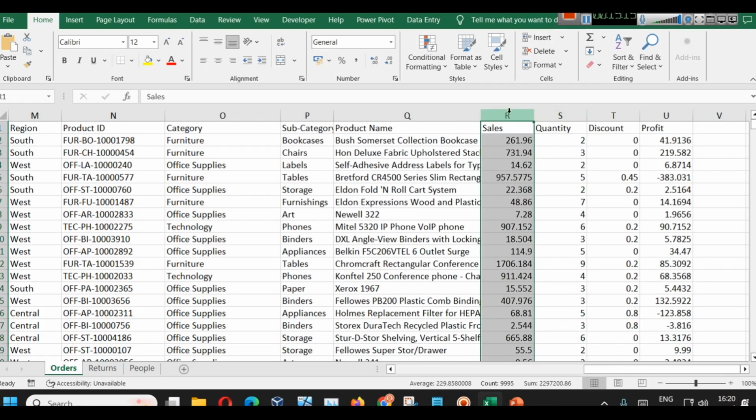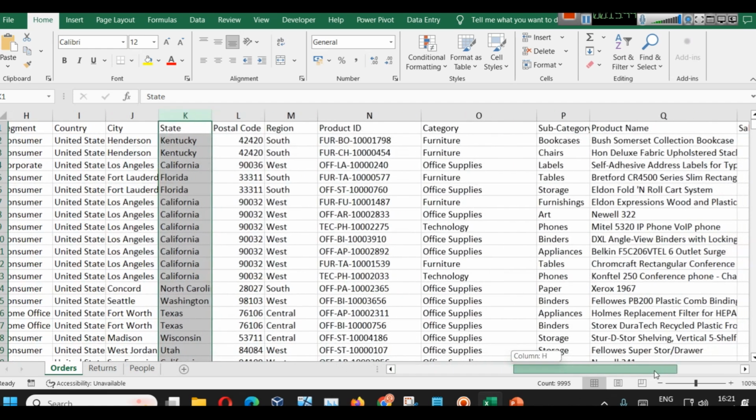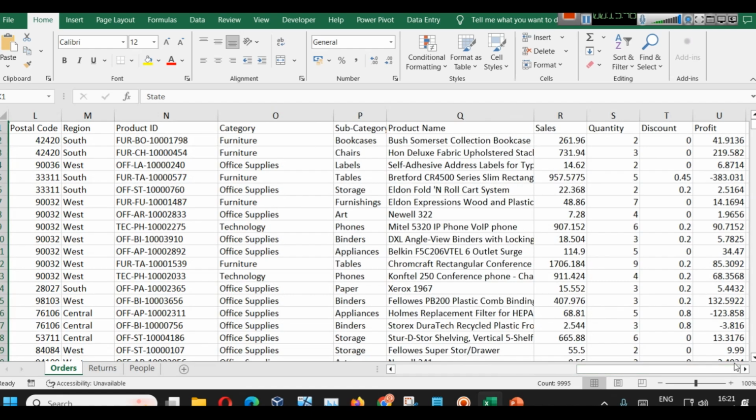Let's say sales is given as 261.96. First, it is given as a decimal value, which tells us it's a continuous thing, right? We can have any sales value. It can be 261.1, 261.2, and it is in USD, right? The values that are given here are all in USD. Why? Because this is data of all states of USA. You can see Kentucky, California, Florida, Texas, Wisconsin, right? So that's why we can say it's a continuous value. Okay. So this is how numerical values can be classified.